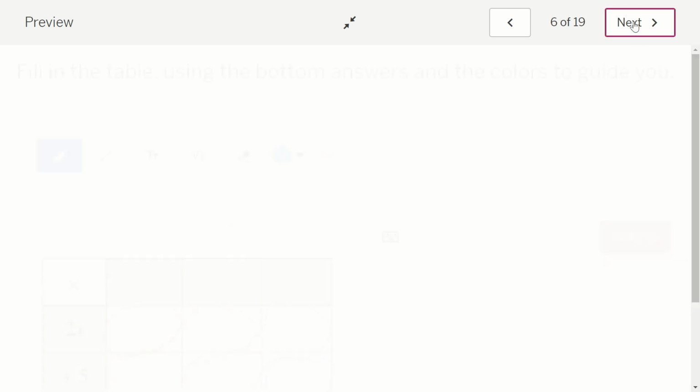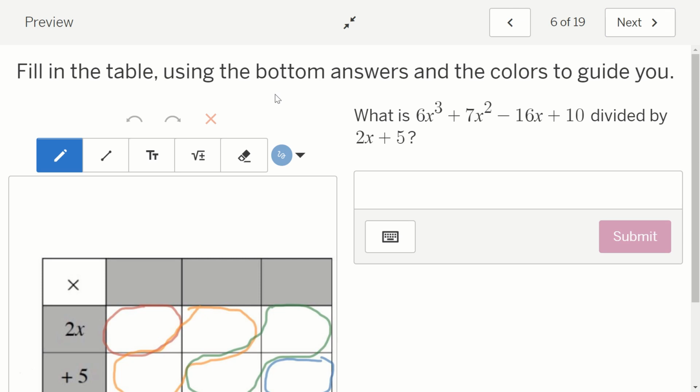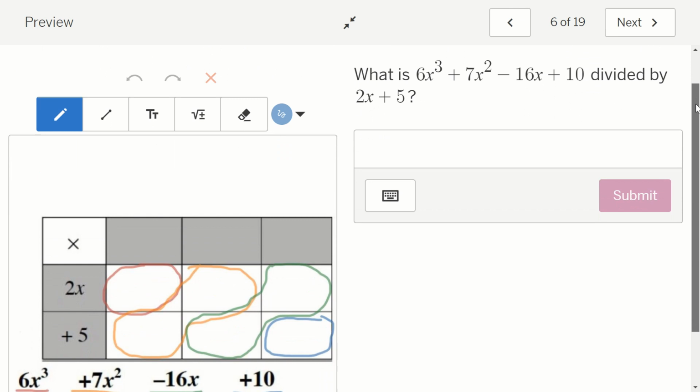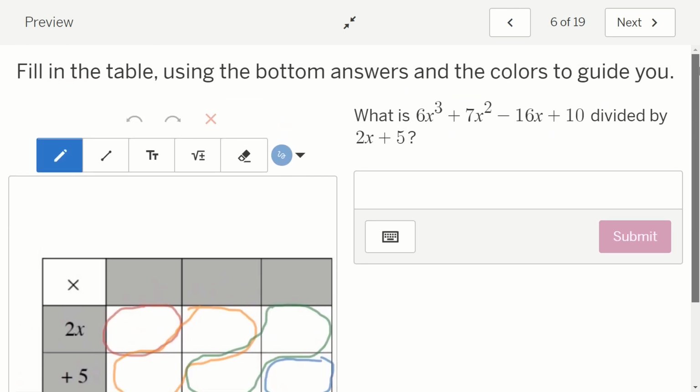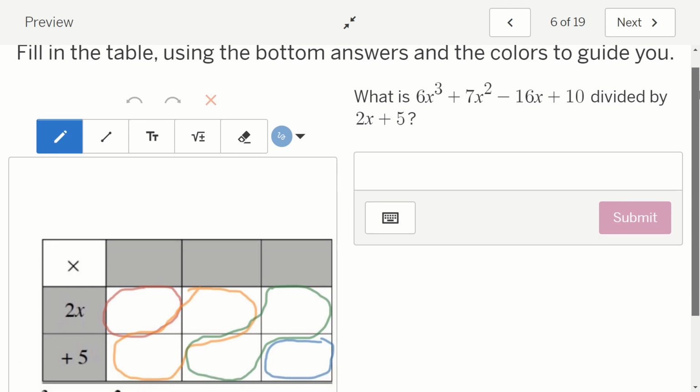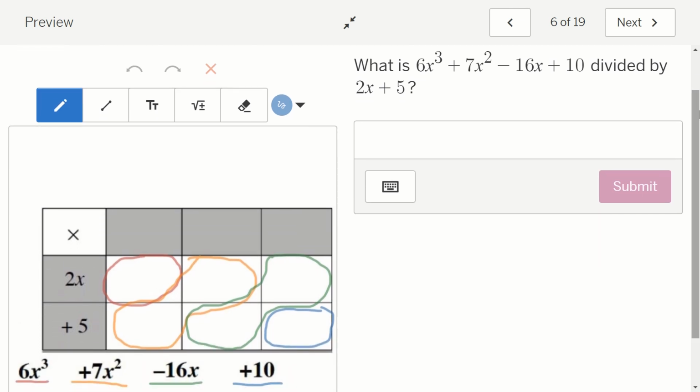Okay, next one. So this one says fill in the table using the bottom answers and the colors to guide you. So this is what's called scaffolding in education. We started with the multiplication, then we did this kind of guided practice. Now we're removing a little bit of the supports, but we're going to keep the colors in there and see what you can do with it.